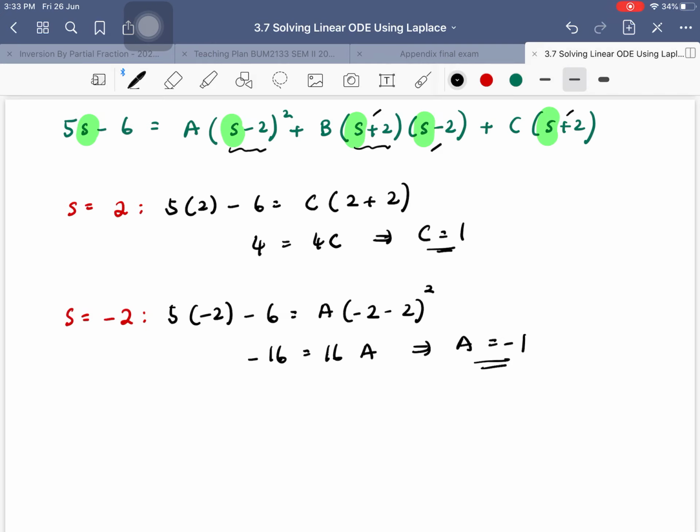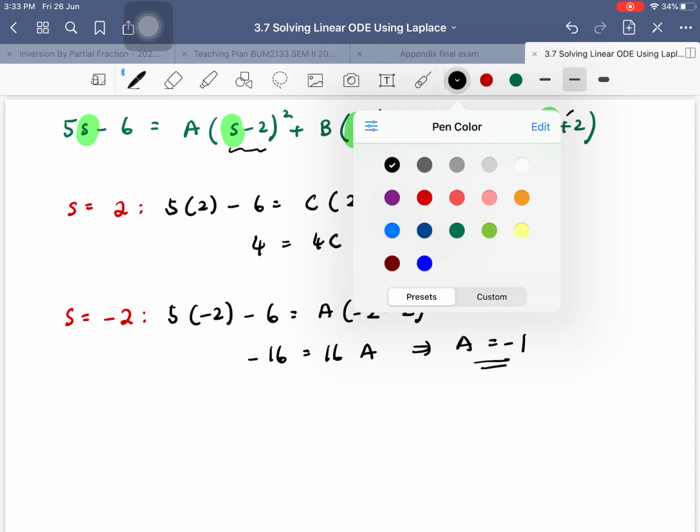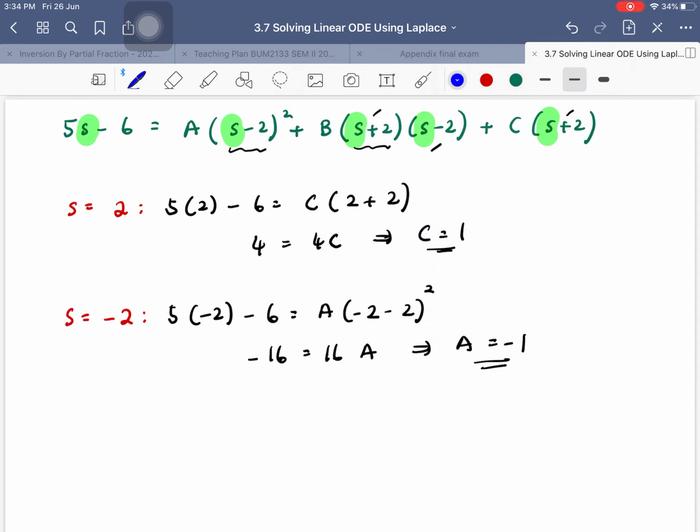Again, you have two ways of doing this. You can either use comparison, or you can substitute s equals 0, because we haven't used s equals 0. But I'm going to use comparison because it's going to be easier. Here I have bs to the power of 2, and if I expand this, I'll get as squared as well.